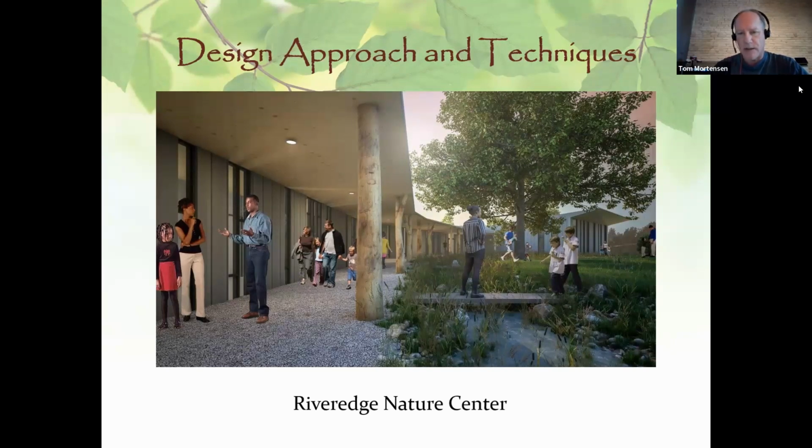So this is just obviously a rendering of the architecture and the landscape. And the architect said, well, we're going to put a green roof on here. And then I raised my hand and said, why would we put a green roof on a one-story building in the middle of thousands of acres of nature preserve?